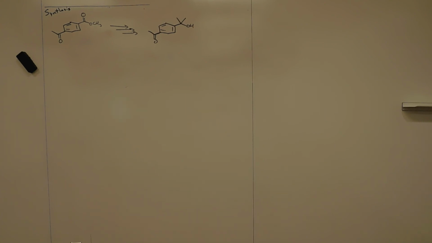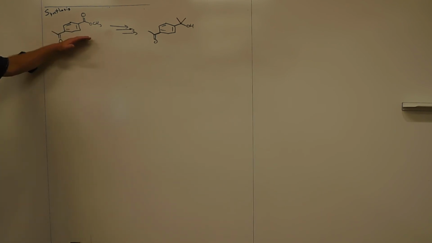Okay, so this is a synthesis problem. We're going to start with the keto ester on the left. And look, if you've watched the other one, there's a tricky one where you get a cyclization, right? These two are very far apart. The ketone and the ester aren't going to interact in any way.